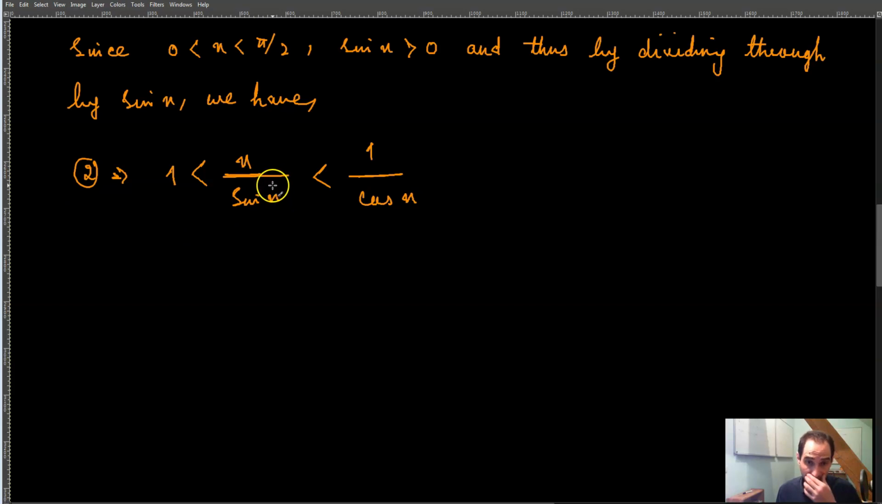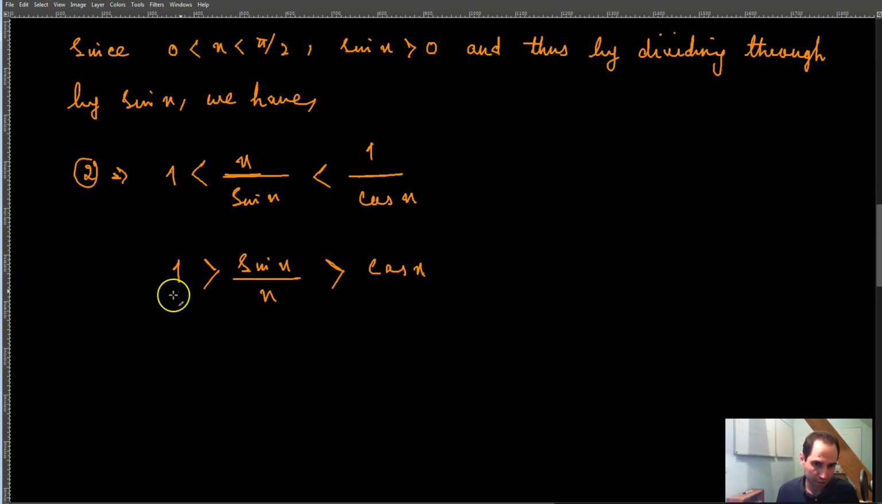So, now the next step would be, if you take the reciprocal of these, you would have, taking the reciprocal again changes the direction of the sign, meaning that you would get, the reciprocal of 1 is 1, and then you would get greater than, the reciprocal of x by sine x is of course sine x by x, and again greater than cos x, right?